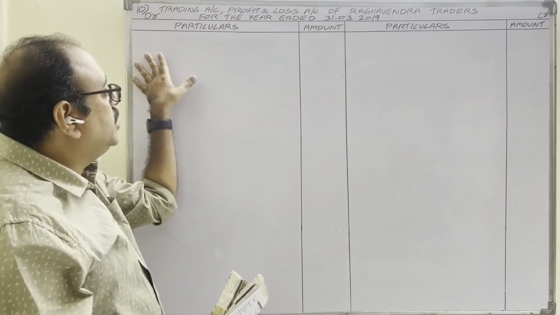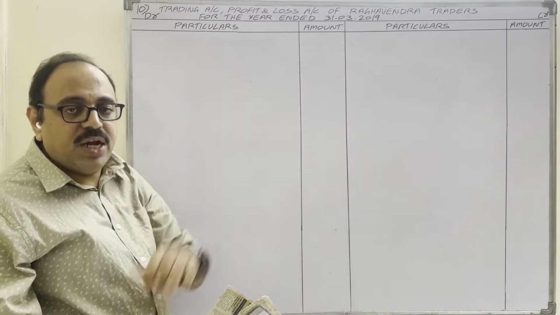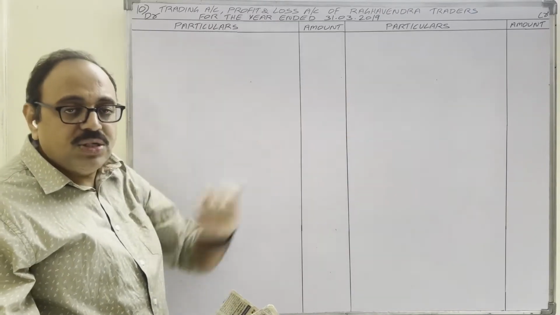Two sides: debit side and credit side. To indicate them, we should write the DR and CR symbols. On the debit side, particulars and amount columns; the credit side is also the same.